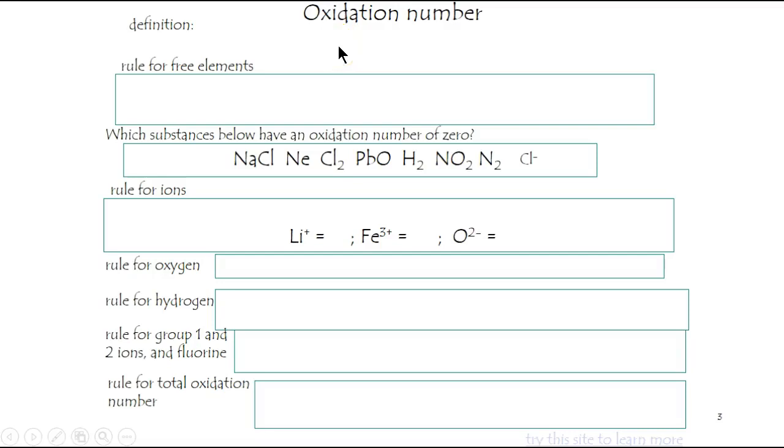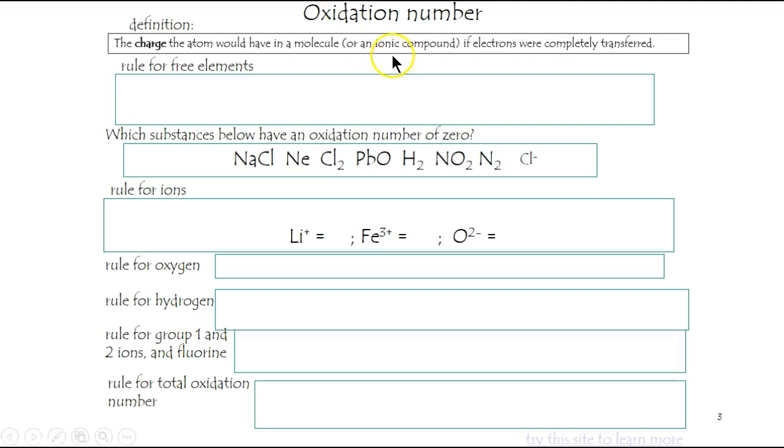Screencast 20.2, oxidation number. We define that as being the charge that an atom would have in a molecule or an ionic compound if the electrons were completely transferred. It's most often used for organic substances where you want to keep track of the charges on individual elements, even though you realize that they are not formally ionic. And there are several rules to help you do this sort of bookkeeping.